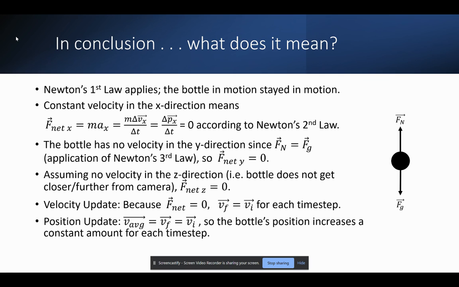Therefore, F net in general just equals 0. And because of that, we can assume that v final equals v initial for each time step according to the velocity update formula. And using the position update formula, v average equals v final, which also equals v initial. So the ball's position increases a constant amount for each time step.